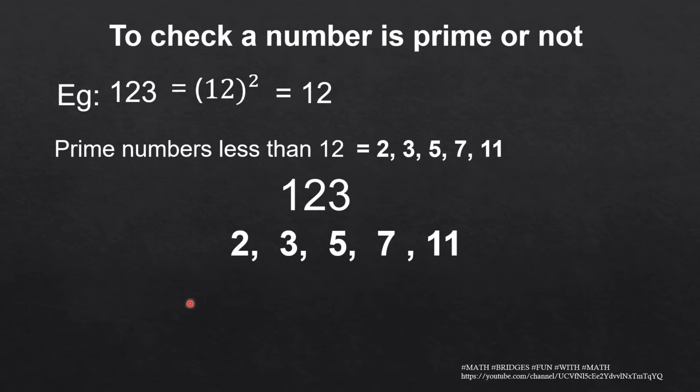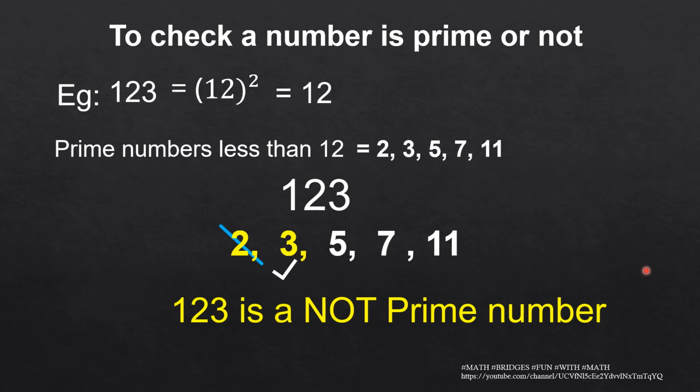Check with 2 first. See the ones place, it's not even, so it's not divisible by 2. Now coming to 3, the sum of all the digits: 1 plus 2 is 3, 3 plus 3 is 6. 6 is divisible by 3, 3 2s are 6, isn't it? So it is divisible by 3. That means it is not a prime number. Now no need to check with 5, 7 and 11. Here itself we got that 123 is divisible by 3. Therefore 123 is not a prime number, which means it is a composite number. It's very easy, right? Instead of checking with all the numbers, if you get it with one number, you can make out whether it is prime or not.